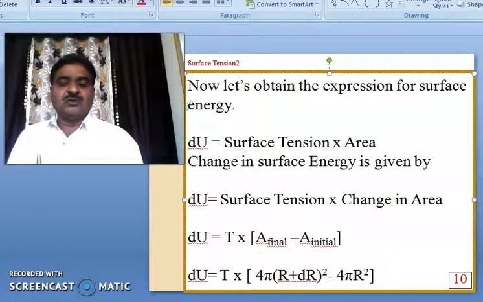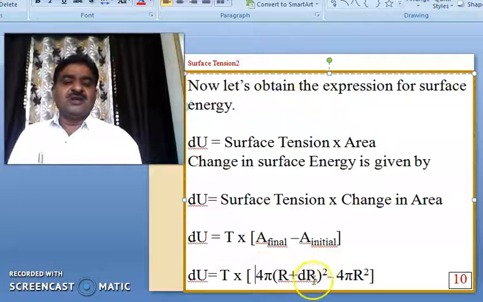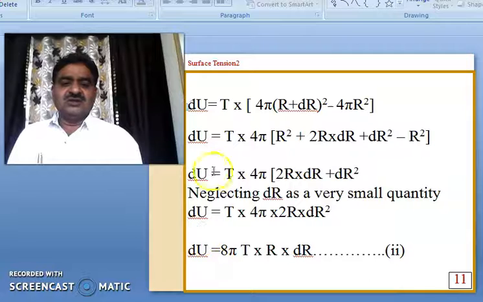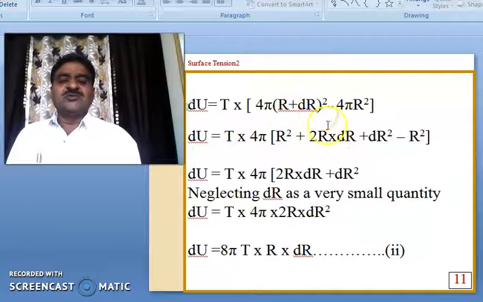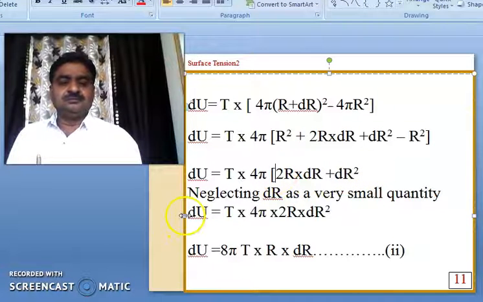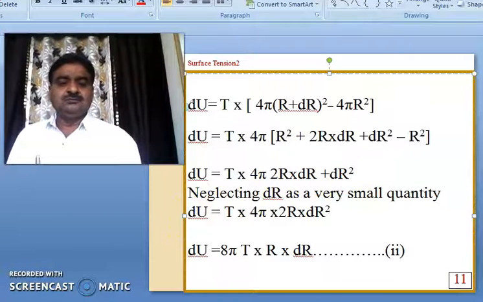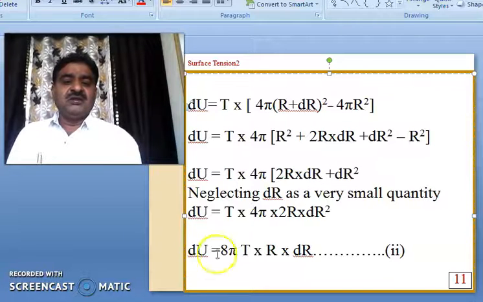It is 4 times, T into 4 pi into (r plus dr) whole square minus 4 pi r square. Now T into 4 pi is common, and the expansion formula for (a plus b) whole square is utilized. The minus r square and plus r square get cancelled. What is left is only T into 4 pi into 2 r dr plus dr square. Neglecting dr square.